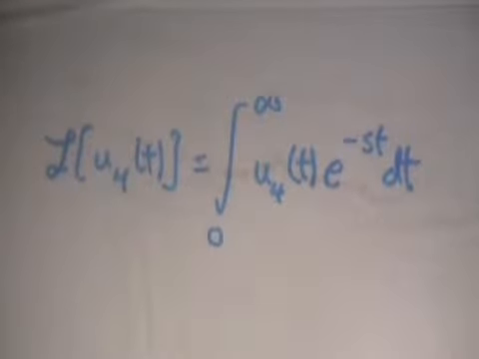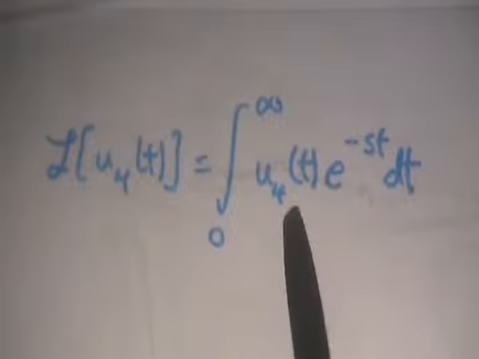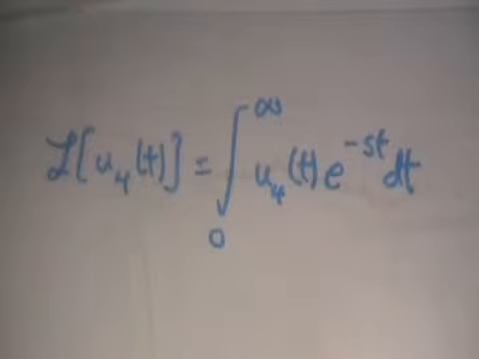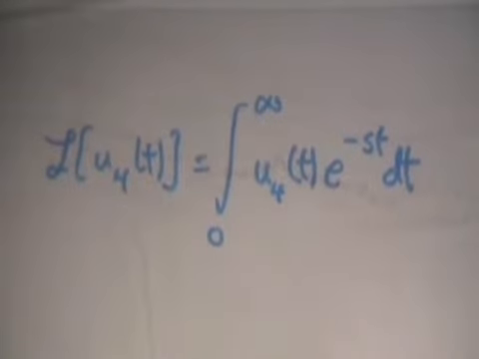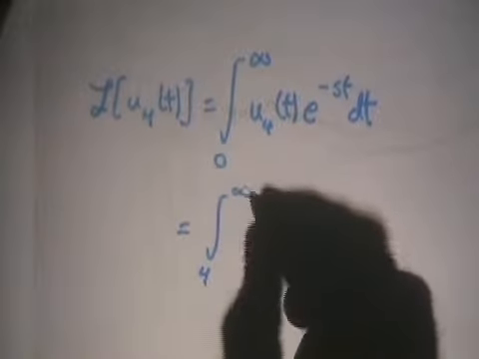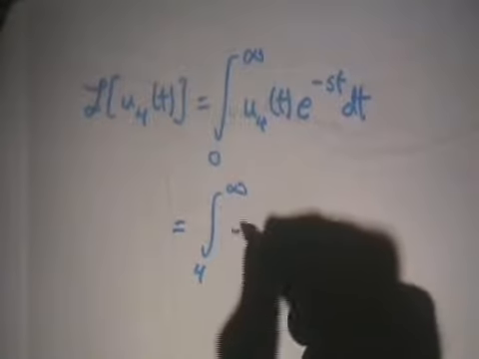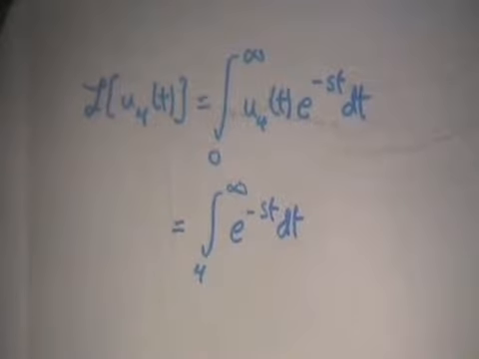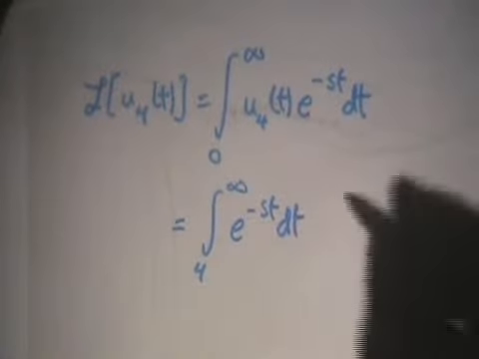Thought about it? When t is less than 4, again, u4 is 0, and you're integrating 0. And when t is greater than or equal to 4, you're integrating 1 times e to the negative st. Which ultimately means you can really replace this integral by an integral from 4 to infinity of 1 times e to the negative st. Like that. And that's not going to be so hard to do.